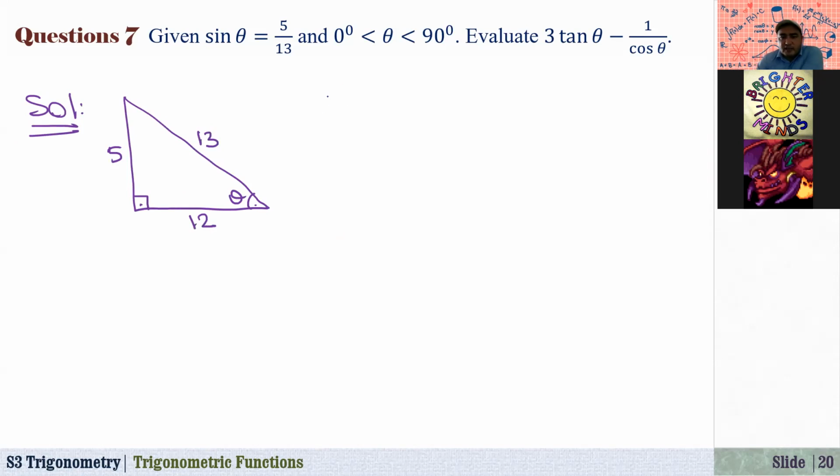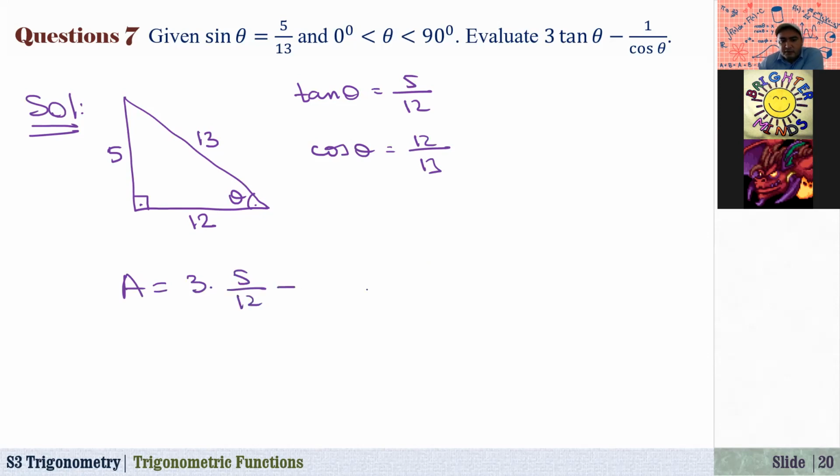Now from here, what is tangent of theta? Tangent of theta is equal to 5 over 12. And how about cosine of theta? It is 12 over 13. So let's say our expression is A is equal to 3 times tangent of theta, that is 5 over 12, minus 1 over cosine of theta, that's equal to 13 over 12. And 3 times 5 is 15. 15 minus 13 is 2 over 12, or that's equal to 1 over 6.